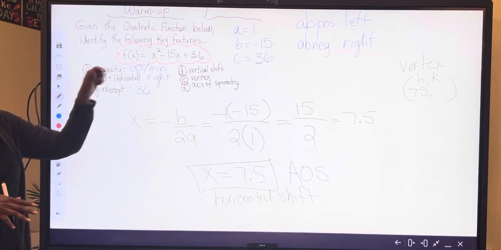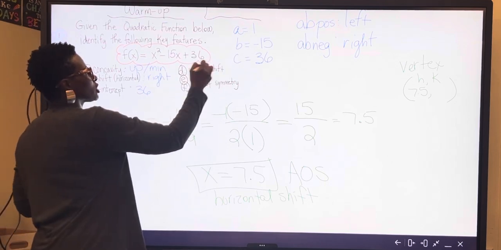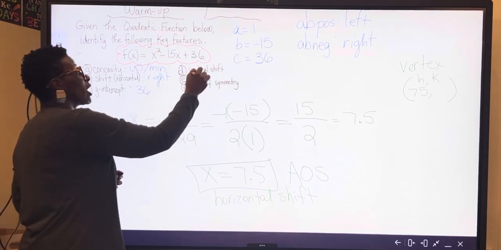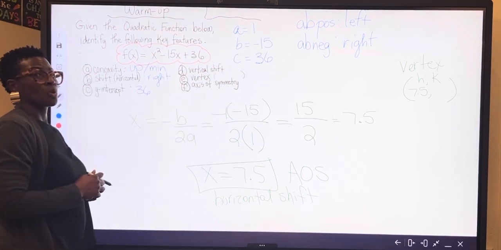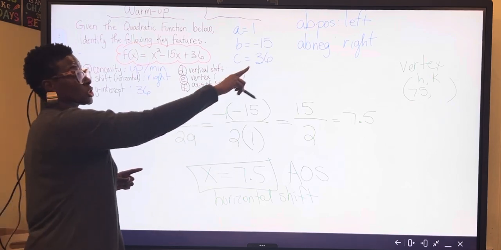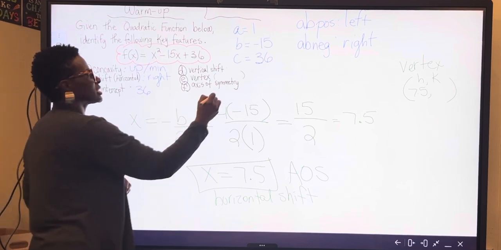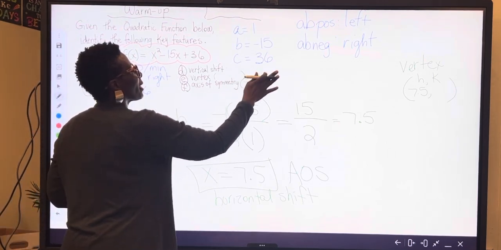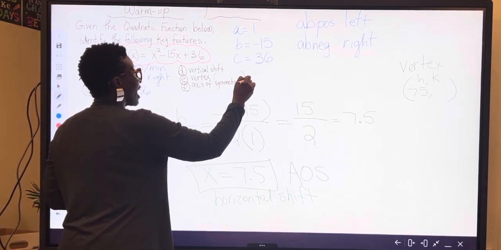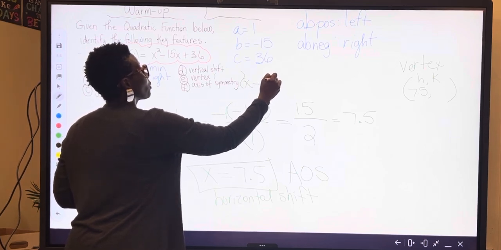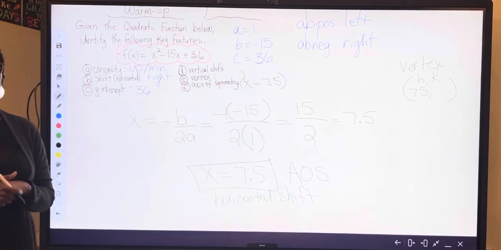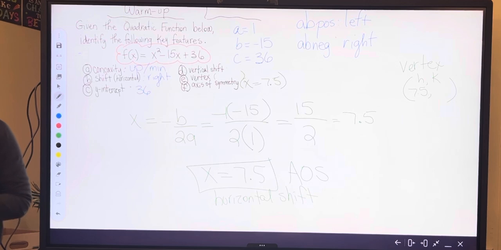Let's fill in some information here first. Do we know our vertical shift yet? No. Do we know our vertex? No. We know the X of our vertex, which is what? 7.5. Do we know our axis of symmetry? Yes. What is that? 7.5. But how do we write that? X equals what? 7.5. You got to put the X equals. That's what lets us know it is that vertical line. Are y'all following? Yes? All right.